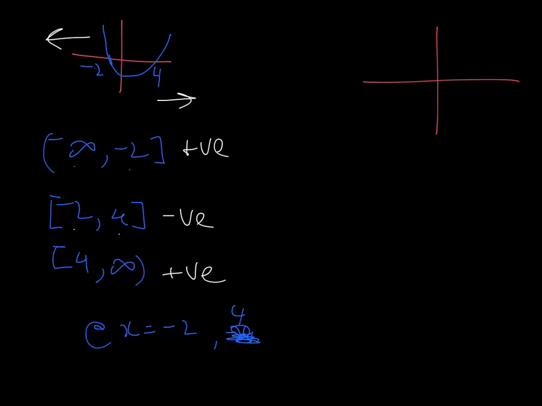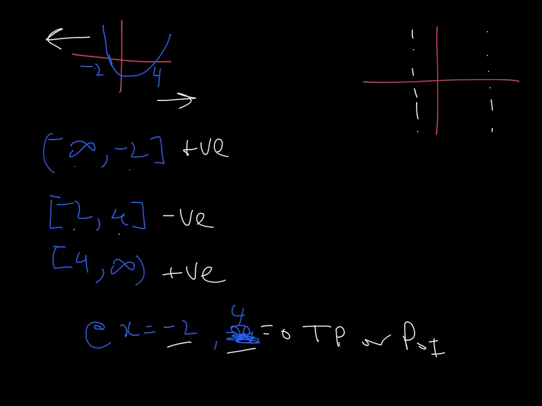Now at x equals negative 2 and at x equals 4, we have x-intercepts. So our gradient equals 0 at those points. What happens when the gradient equals 0? We have stationary points. So we've got turning points or points of inflection. So what we're going to do, I'm going to put down at negative 2 and then at 4. Just to know that's where we're working with.